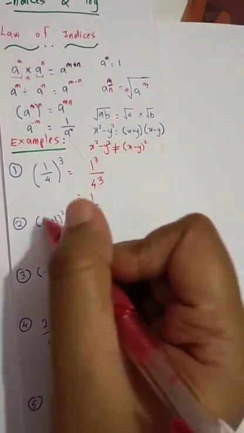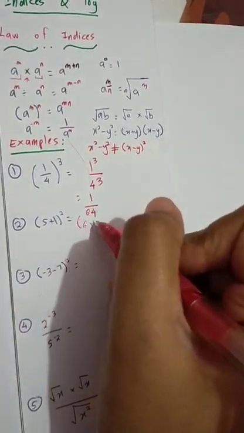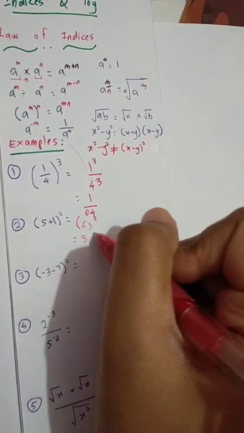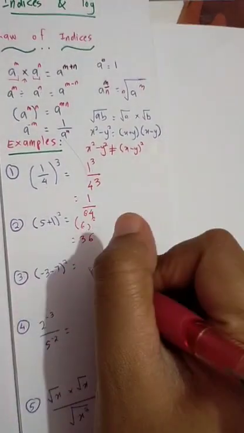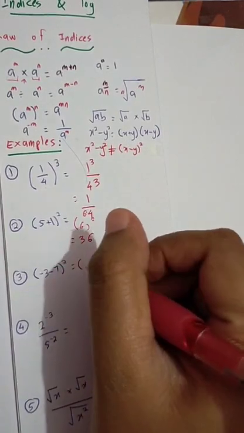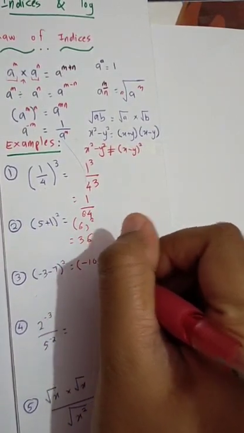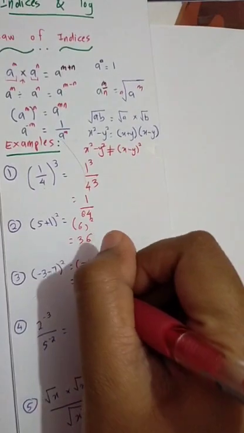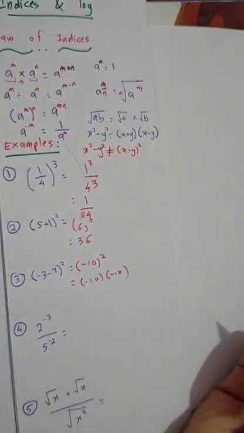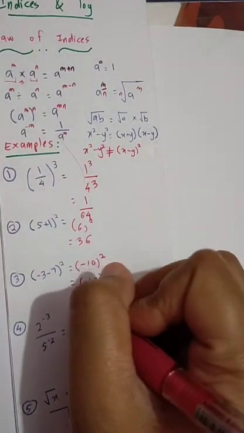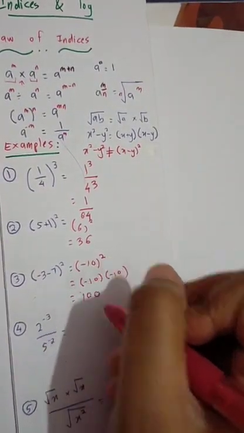So 5 plus 1 is 6, so 6 squared is equal to 36. Same as this one: negative 7 minus negative 3, that is negative 10, squared. Negative 10 squared is equal to negative 10 times negative 10. Okay, this is a concept actually. So you will get the answer 100.